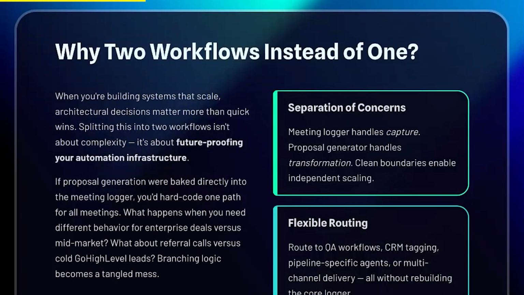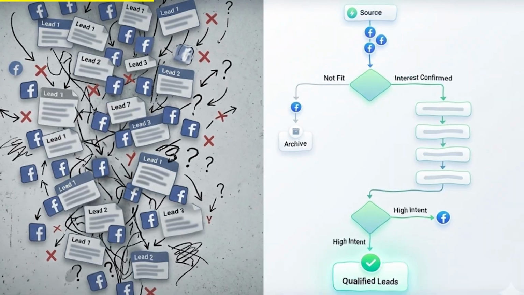So if proposal generation were baked directly into the meeting logger, right? You'd hardcode 1 path for all meetings. What happens when you need different behaviors for enterprise deals versus mid-market, right? What about referral calls versus cold Facebook leads? Branching logic becomes a tangled mess.